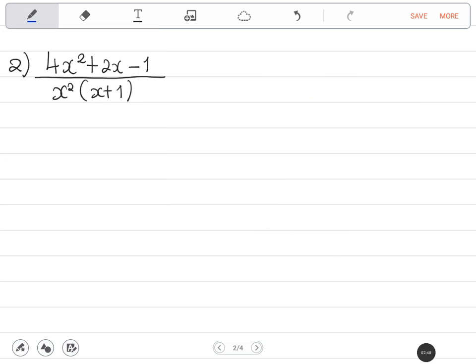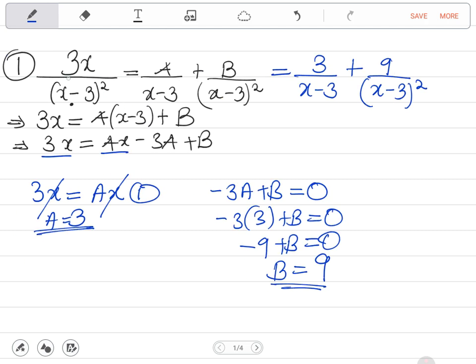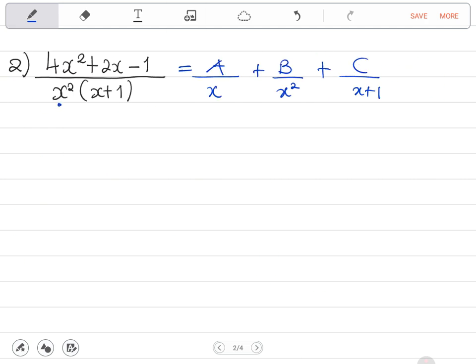Next up, let's do it. It's very simple. There's a square here, so we'll say A over x, B over x squared, then C over x plus 1, in case you're wondering. Remember, this is a square, same way we treated this one here. Okay, let's now do it.